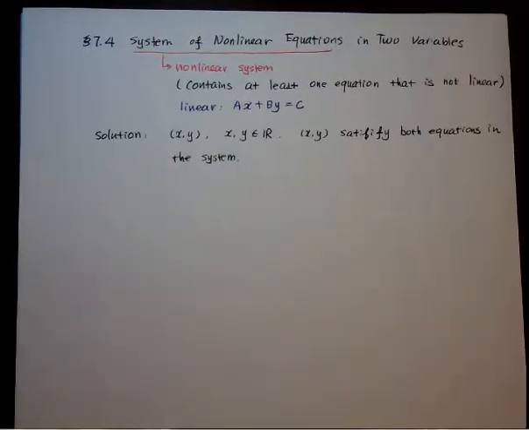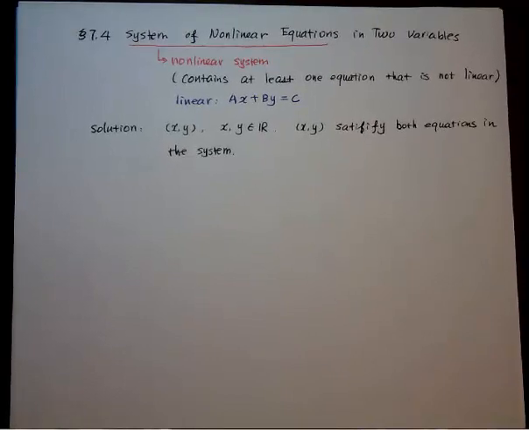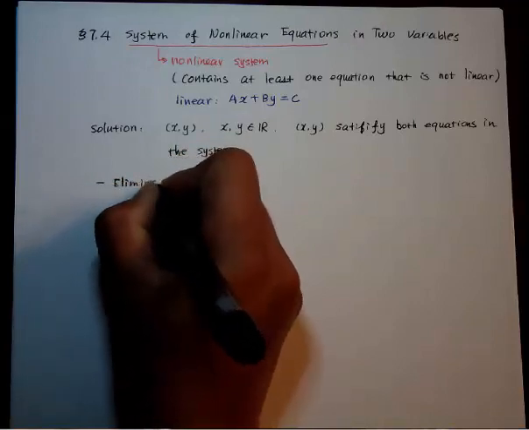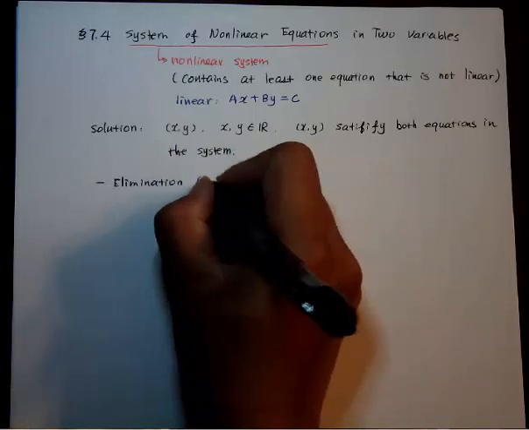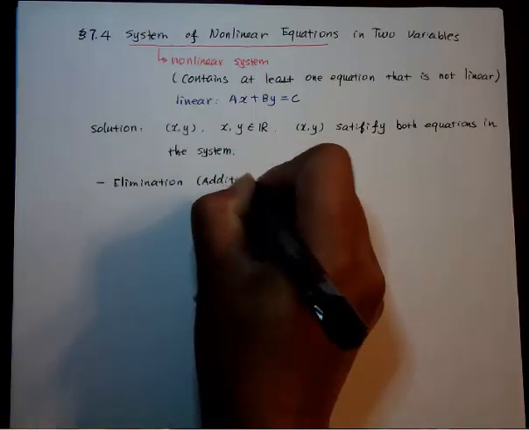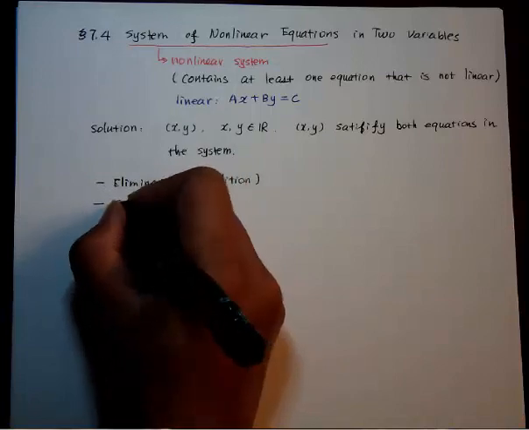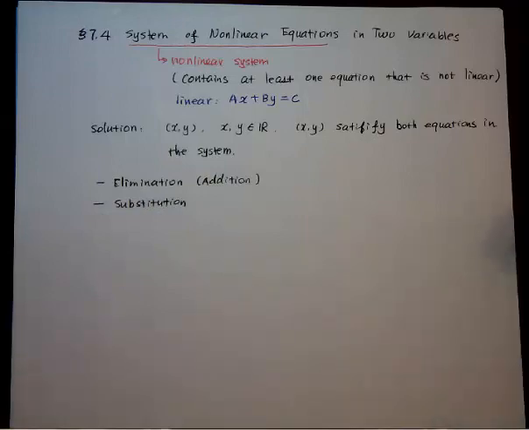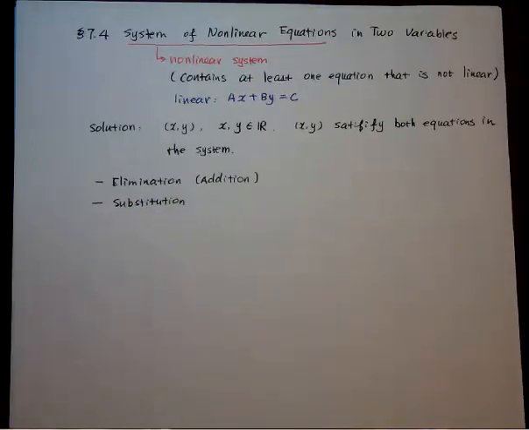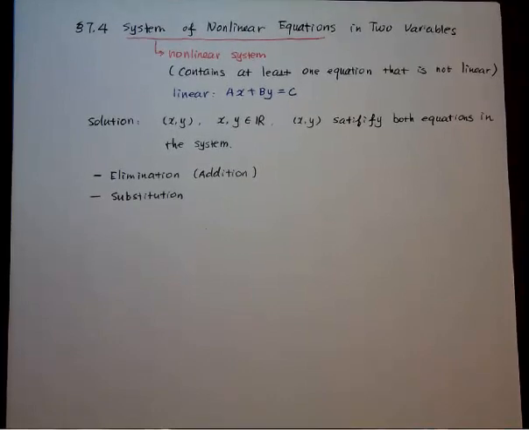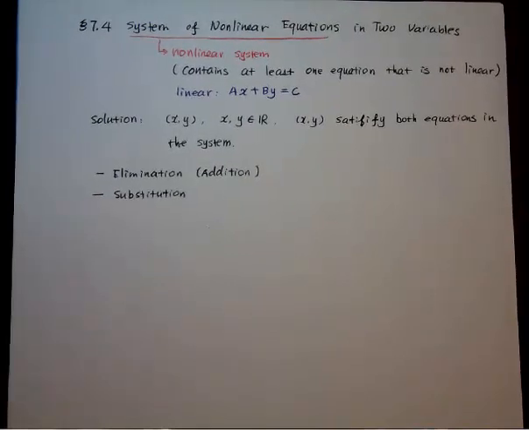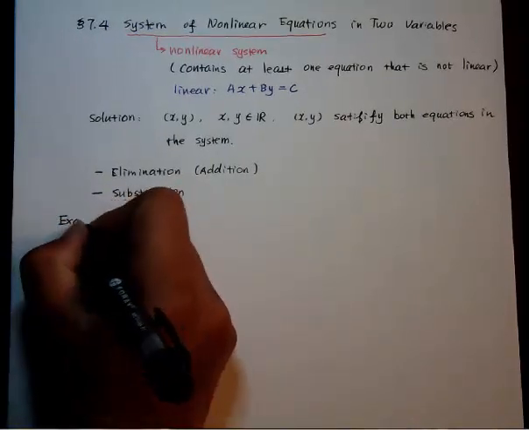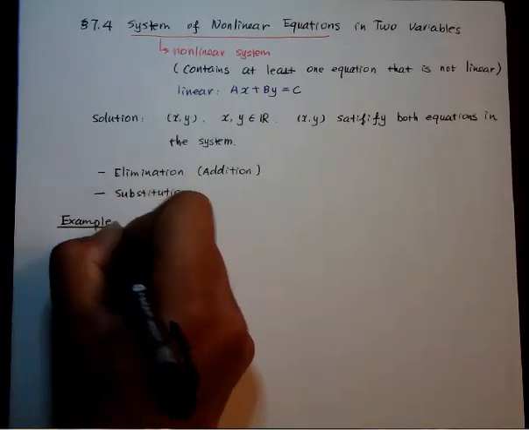In the linear system we learned about, we have different methods to solve the system. We do have the elimination method, or sometimes we call it the addition method, or the substitution method. And we did mention that it really doesn't matter which one you choose to solve the problem, they both work. But in the nonlinear system, you might see that sometimes one of the methods might not work. So you really need to take a look at the problem and decide which method you're going to use.